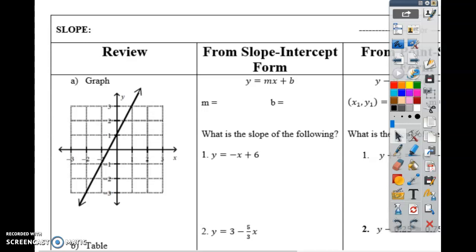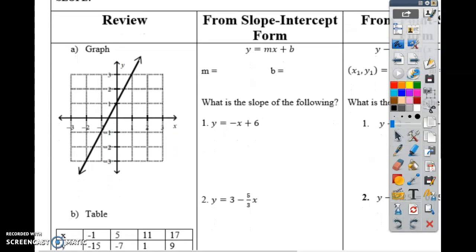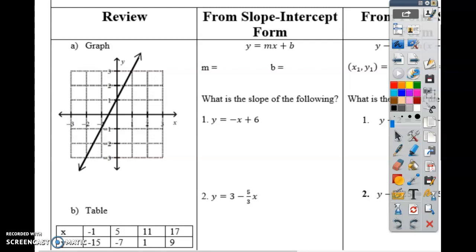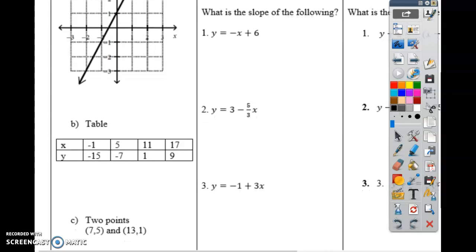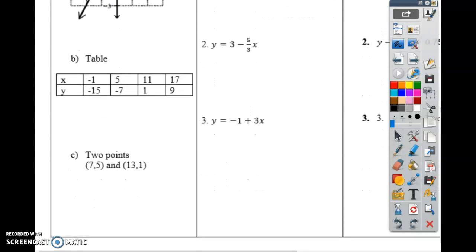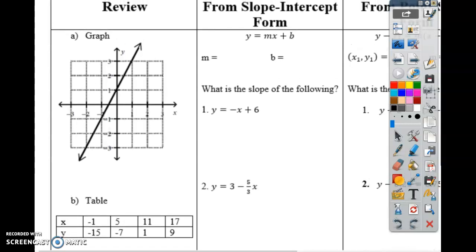Okay, today is more of a review. We're going to be reviewing how to find slope from different multiple representations. So we're going to find slope from a graph, from a table, and from 2 points, from an equation. And then we're going to do a Schoology assignment.